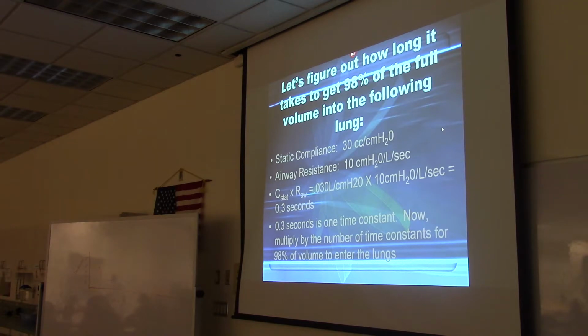When you multiply 0.03 times 10, you get 0.3. So it takes 0.3 seconds for one time constant. But now we have to multiply by the number of time constants for 98% of volume to enter the lungs. Multiply by 4. Very good. 4 times 0.3? 1.2 seconds. And for somebody that has relatively normal lungs, that's what it takes to get their tidal volume into their lungs. About 1.2 seconds.